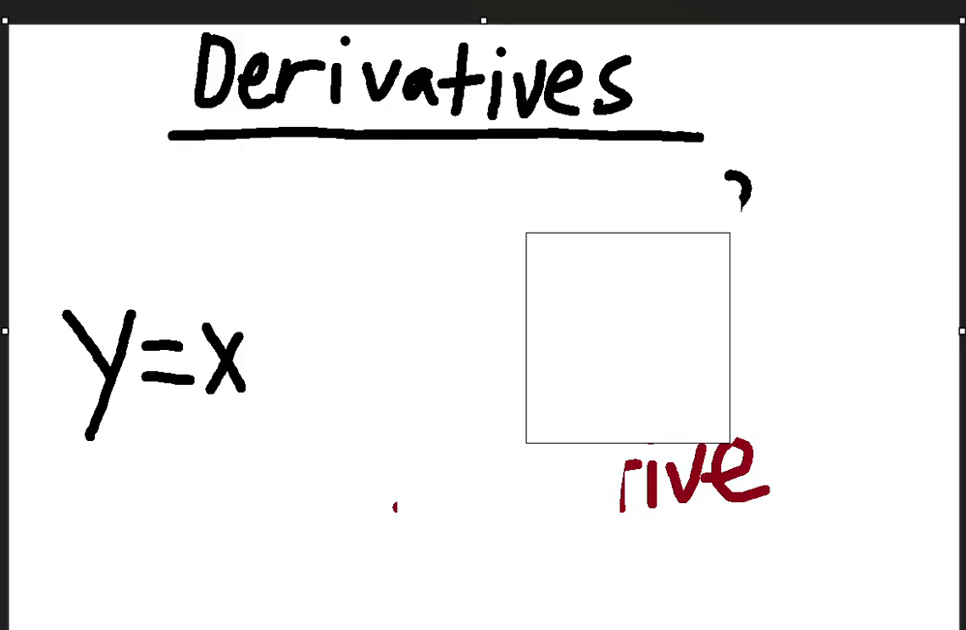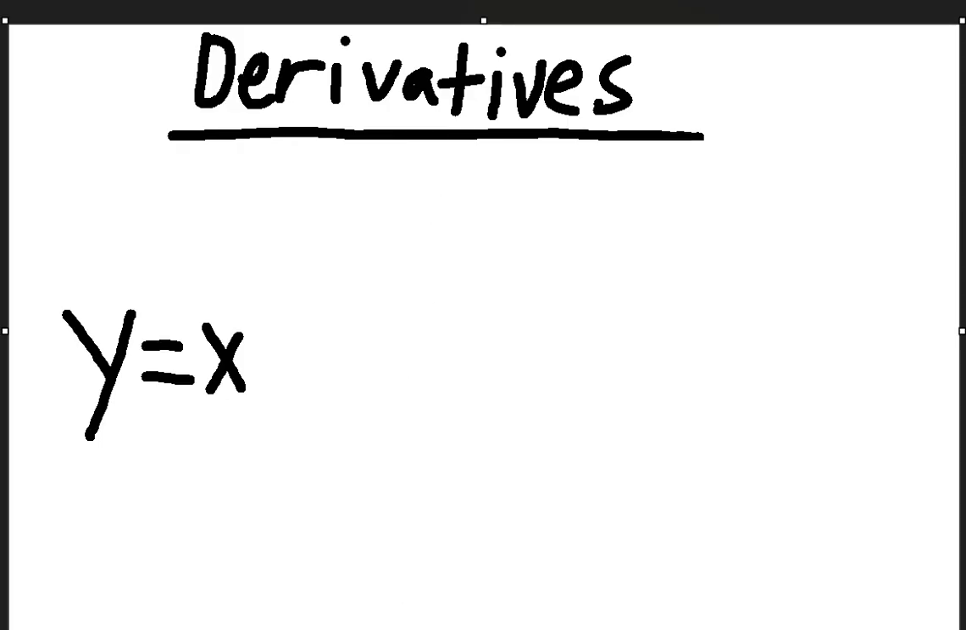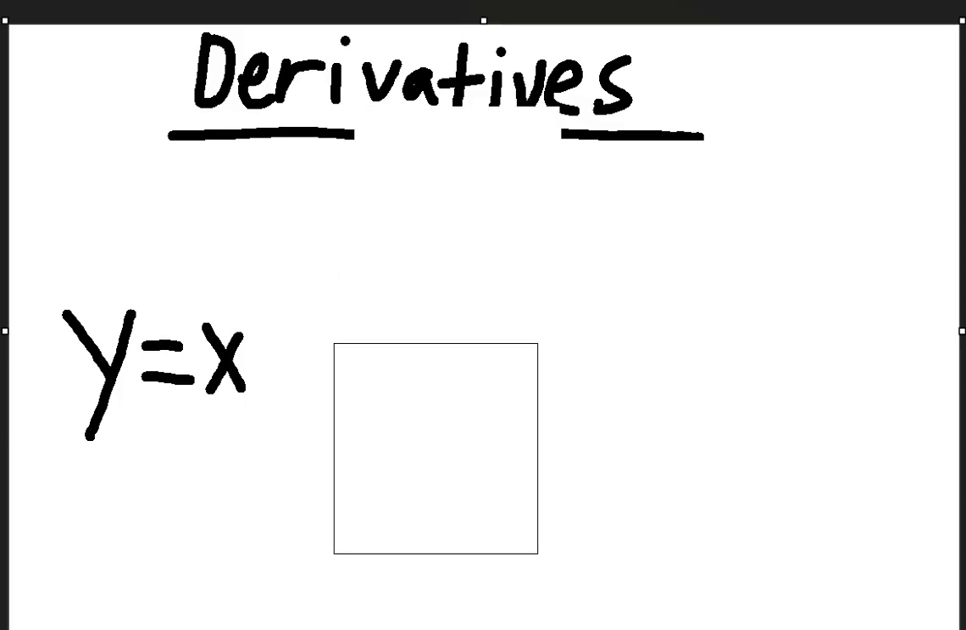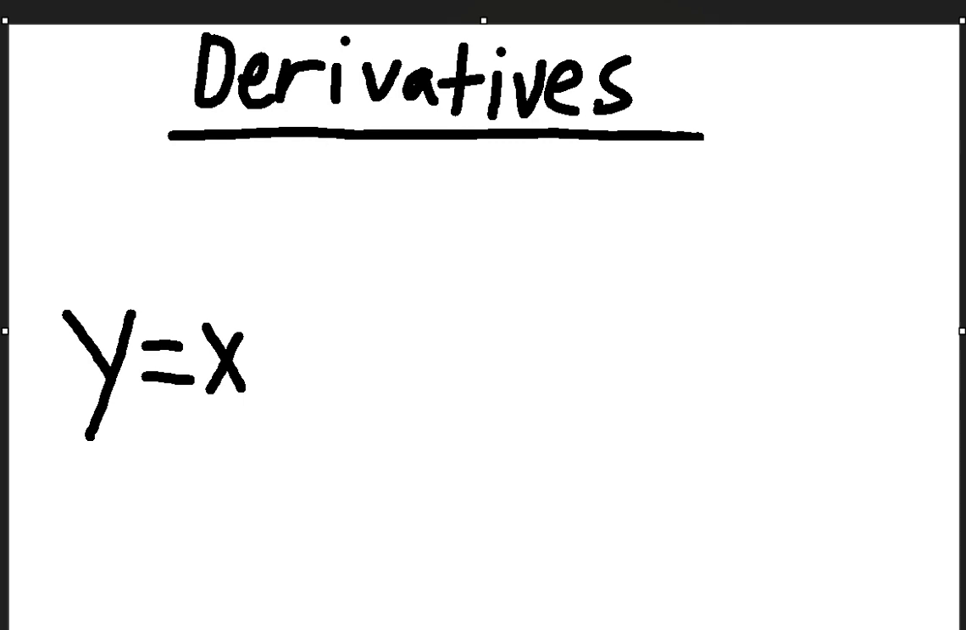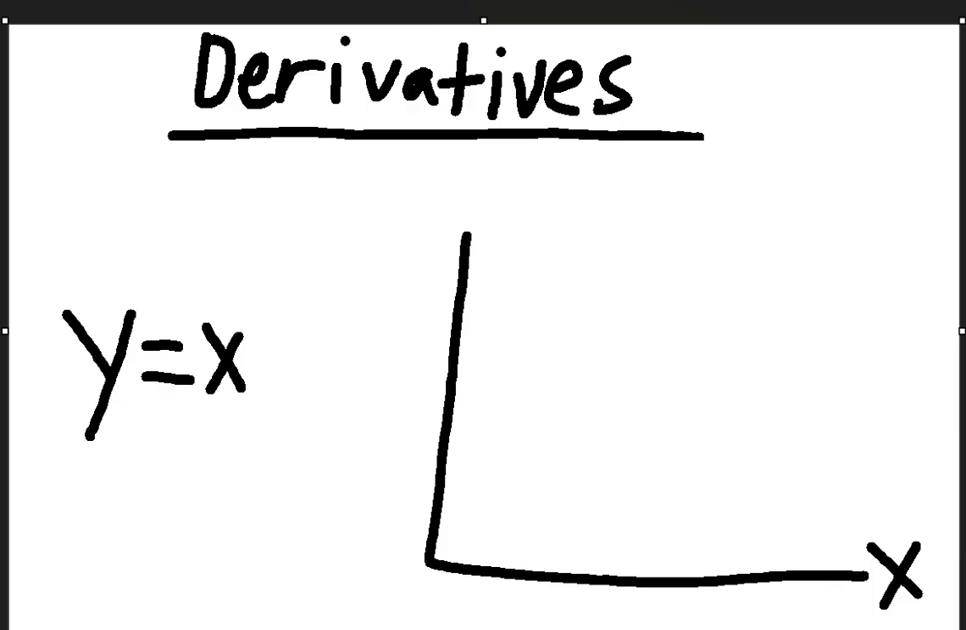How fast does it go up? And in this case, this equation is going to look a little bit like, you probably know it already, but it's going to look a little bit like this. It will have an XY grid. It's going to look a little bit like that.